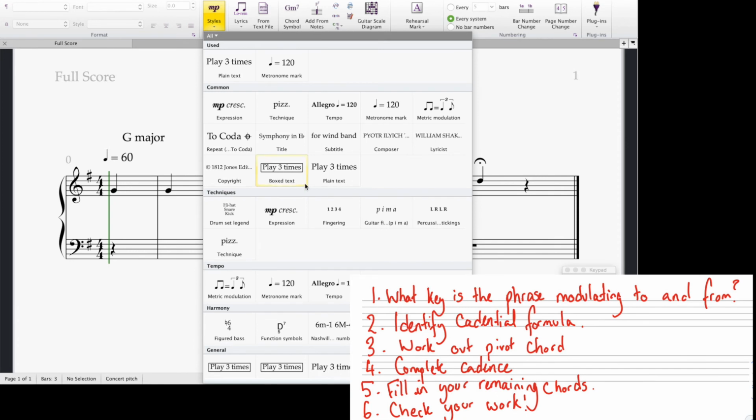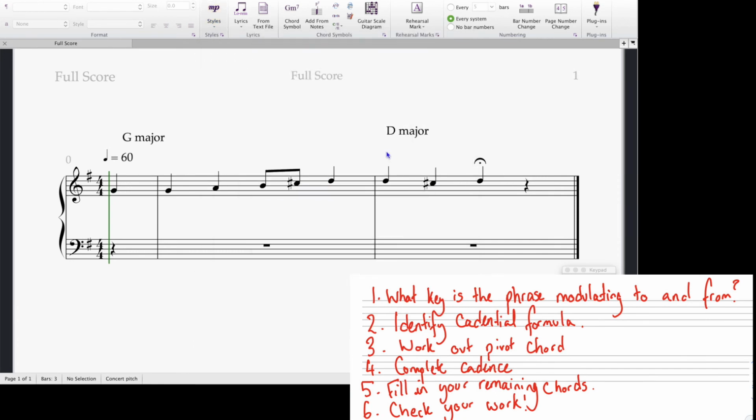Our cadential formula we've got an 8, 7, 8. Let me write that in as well. There we go. So next thing we have to do is work out our pivot chord, and the pivot chord is the chord before our accidentals appear. So they appear in this chord here. So here is going to be our pivot chord.